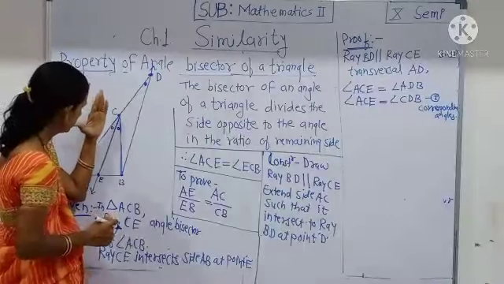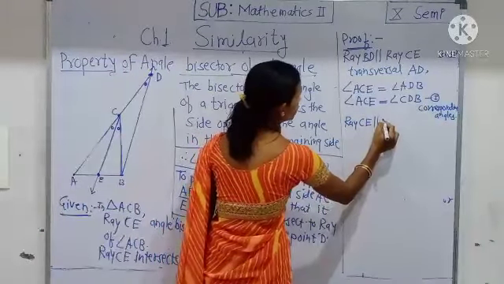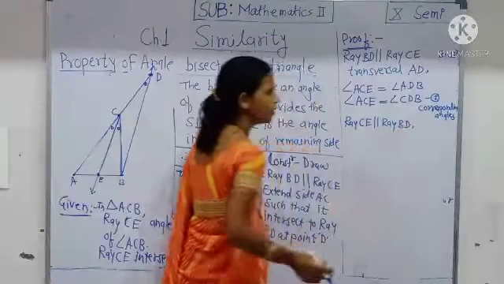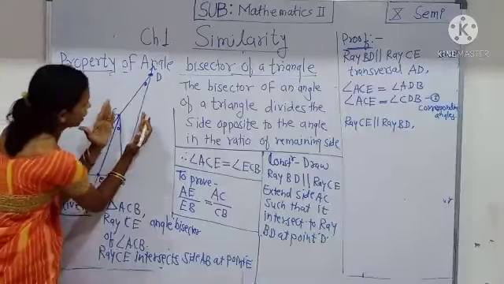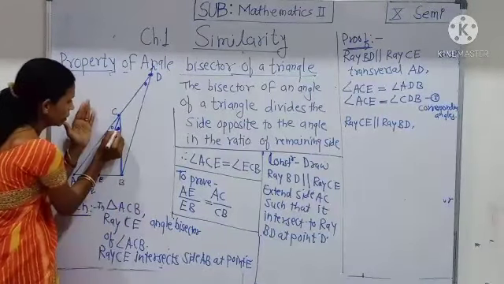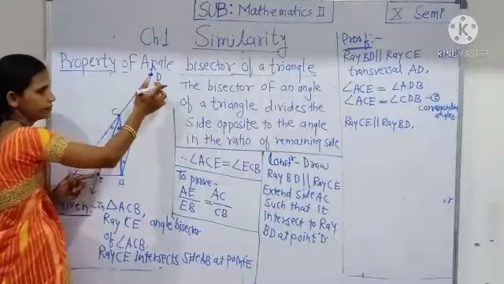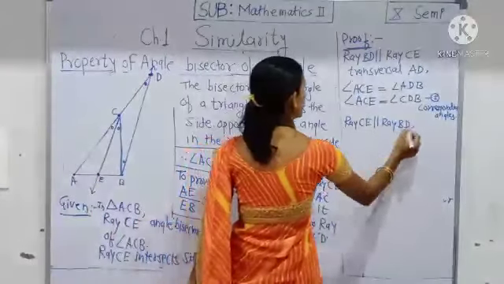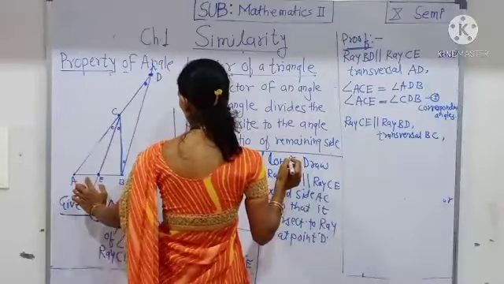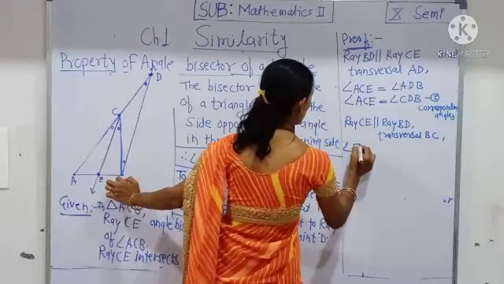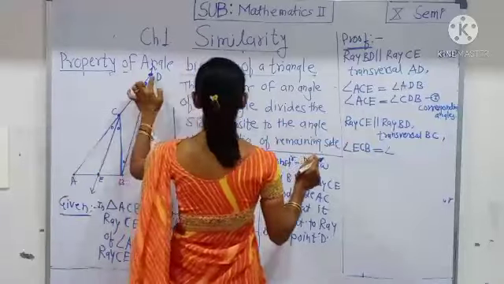Then again, see here, the ray BC, side BC of the triangle. Then see here, again the ray CE is parallel to the ray BD, and now the transversal BC is considered. These lines are parallel and BC is the transversal. Therefore, this angle, that is angle ECB, is congruent to angle CBD.